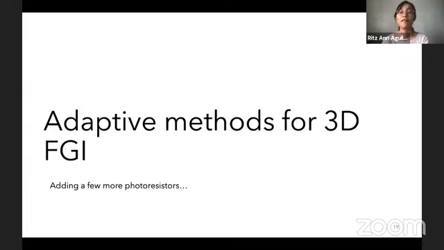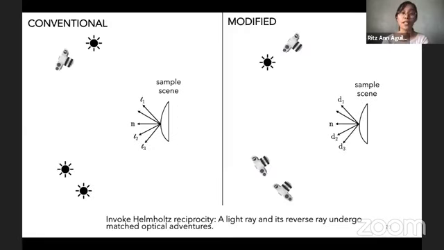For the other part of my talk, it's just a simple extension of the 2D ghost imaging. If you add a few more resistors, you can do 3D ghost imaging, or 3D computational ghost imaging. We have this technique called photometric stereo, wherein you have multiple light sources, for example, and a single camera capturing the light reflected by a sample seen from each of these light sources.